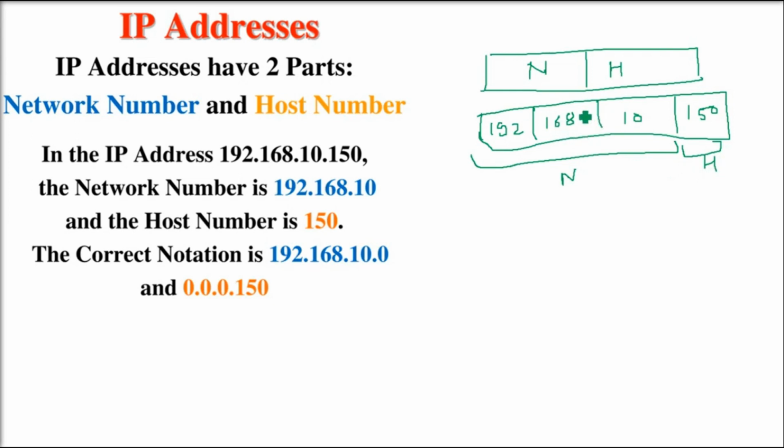If you only have to write the network ID or network number, you will write only the N part, and you will write 0 in the H part. And when you are asked what the host ID is, you write only 150, and the rest are 0. So for the network part, you write 192.168.10. Up till here, this is the network. After that, the host part you have to put as 0. This is your network number, network ID. And for the host ID, only the host part is written, and the others are kept 0.